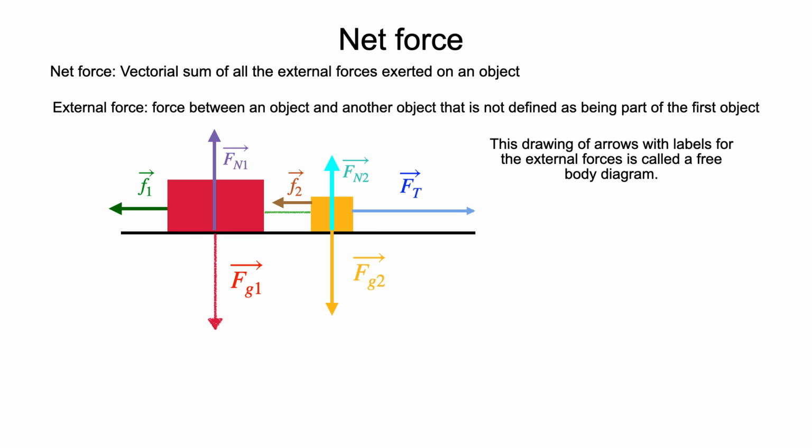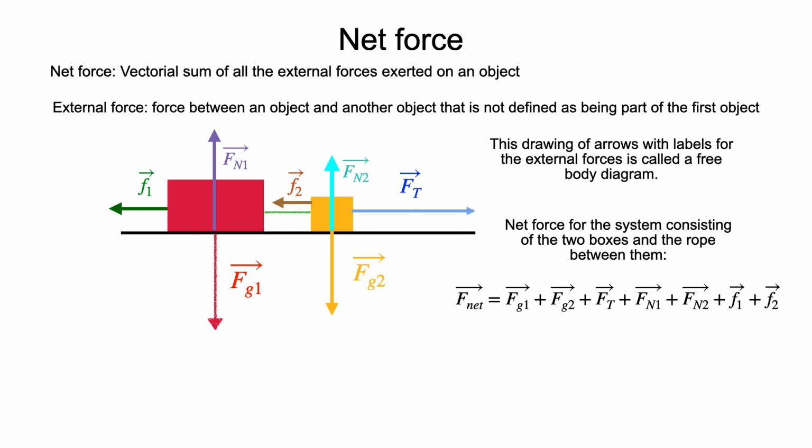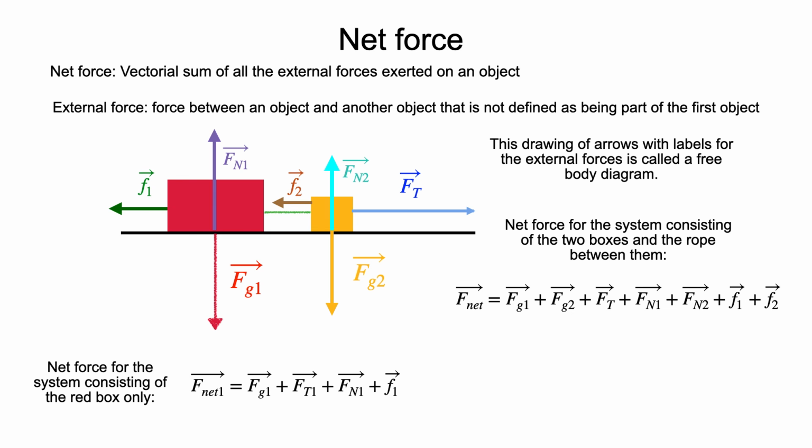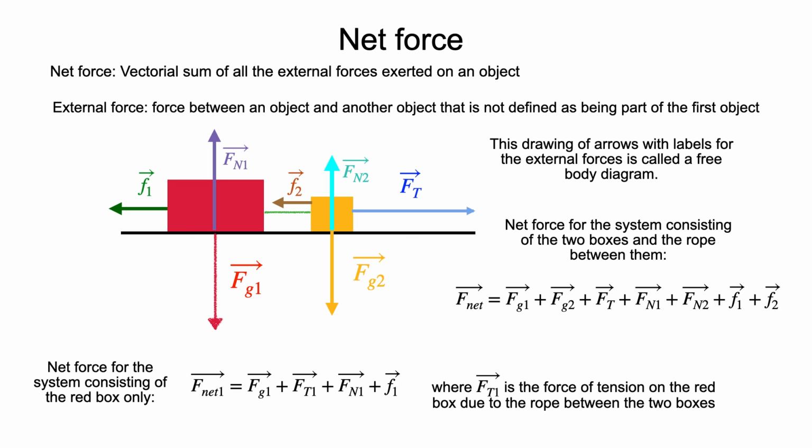Note that this net force is valid only for the object consisting of the two boxes and the rope. If we had been looking for the net force on the red box only, the sum would include the weight of the red box, the normal force on the red box, the friction on the red box, and the force of tension due to the rope between the two boxes. This last force was an internal force in the previous situation, but it is an external force when the object is the red box only.